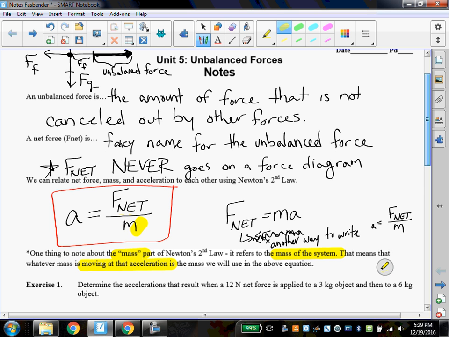This is not going to be that noticeable unless we have problems that look like what we saw in your lab, which is called a modified Atwood machine, where we've got two boxes and they're tied together and maybe one of them's hanging over a table, one of them's sitting on a tabletop. Problems like that are going to really expose the fact that the mass part of F net equals m a needs to refer to the mass of the system, which is the mass of everything that's moving at the same acceleration.